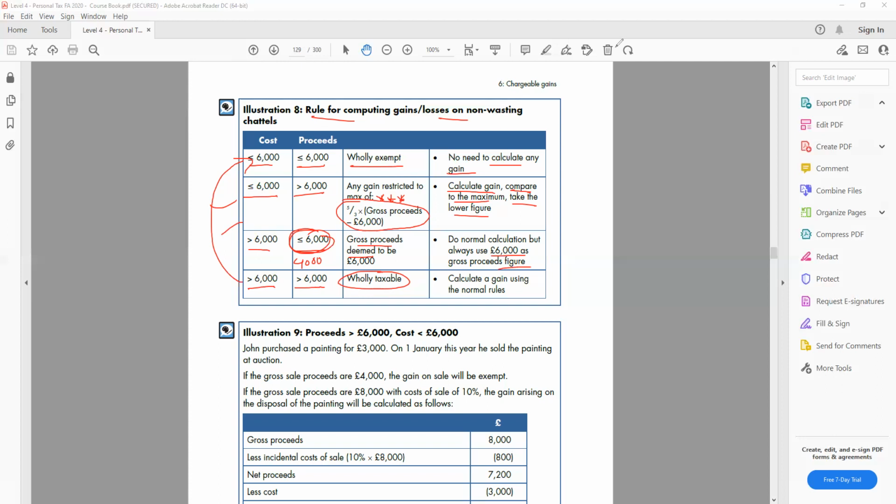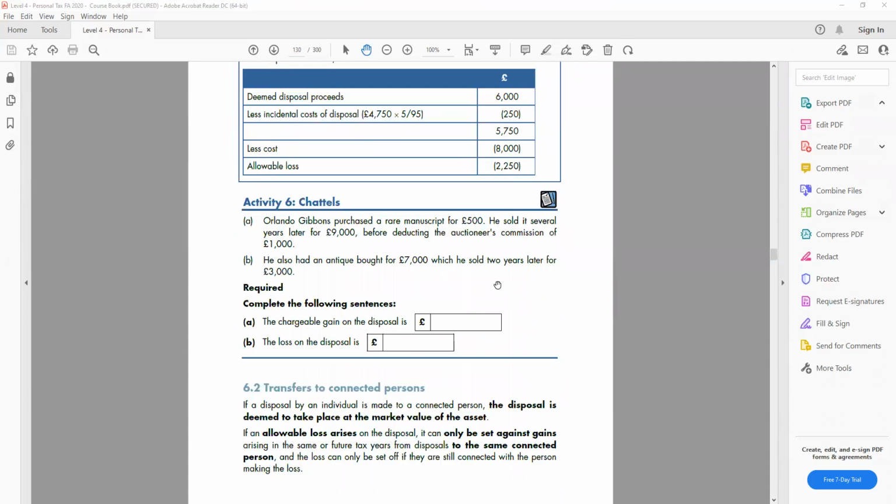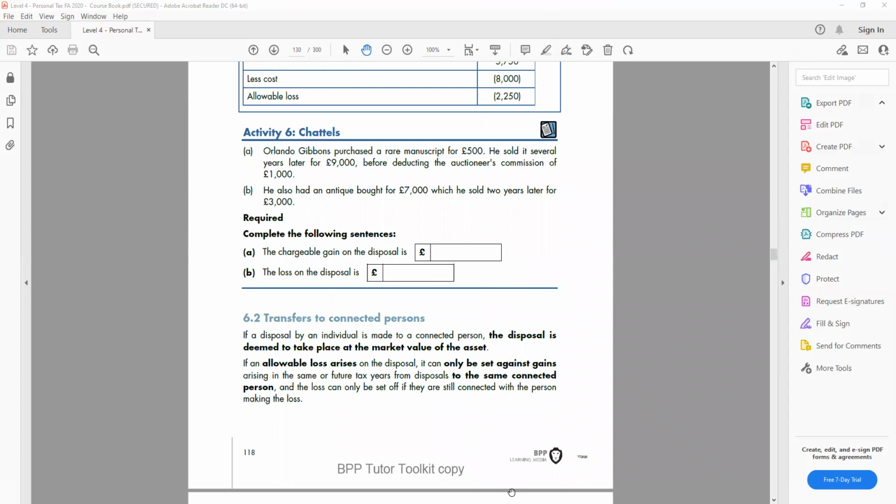All right, so let's do some exercise. Hopefully you'll understand more from there. So let's do one activity, activity 6.